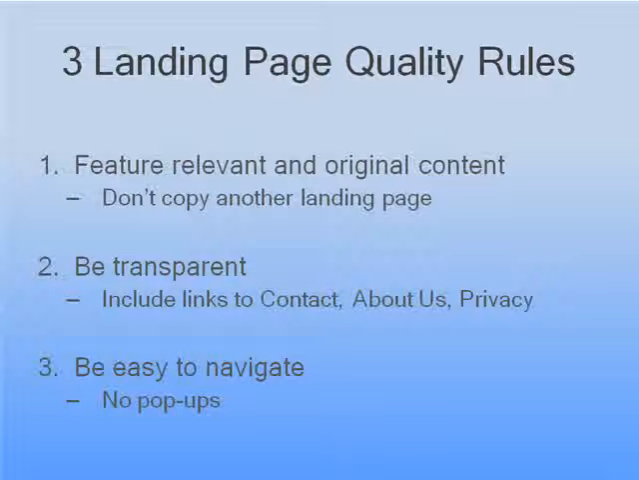Now let's look at what this means for you as you create your landing pages. There are 3 main rules. 1. Your landing page must use relevant and original content. So you can't just copy your competitor's landing page because that would be duplicate content. 2. You must be transparent, so you need links to your contact page, your About Us page, and your privacy policy if you have web forms that collect prospect information. And 3. Your landing page must be easy to navigate so you can't use pop-ups. Those 3 rules are really what the AdWords landing page quality score boils down to. And if you follow the advice in this course and you use our landing page templates, then this will never be a problem for you.